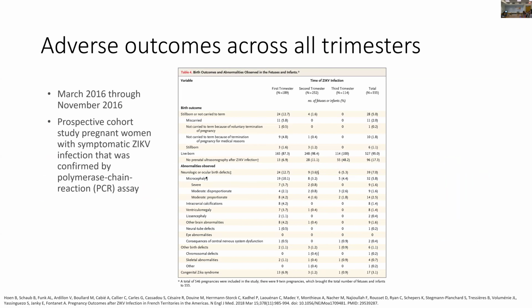And here was another study looking at adverse outcomes over time. This was a prospective study of women who had PCR confirmed Zika. And we see similar things where across all of the trimesters, there is risk of adverse outcomes. And there really doesn't seem to be a strong correlation with timing of infection and the type or severity of adverse outcome. And the adverse outcomes that we see include neurological and ocular defects, microcephaly, intracranial calcifications, ventriculomegaly, lissencephaly, neural tube defects, eye abnormalities.